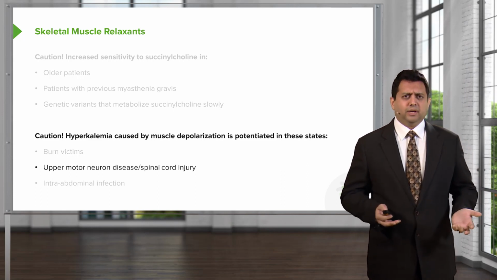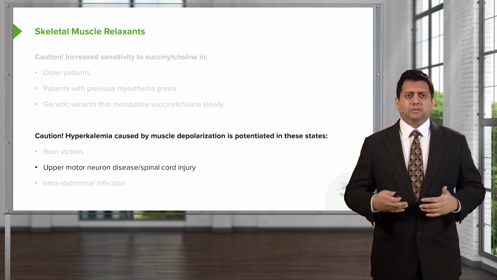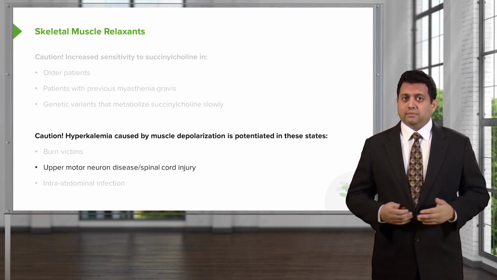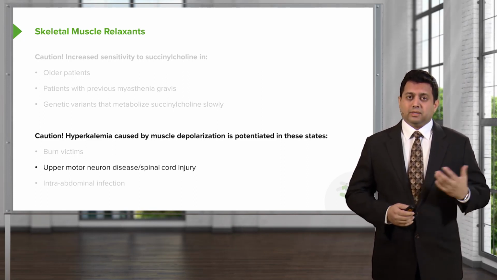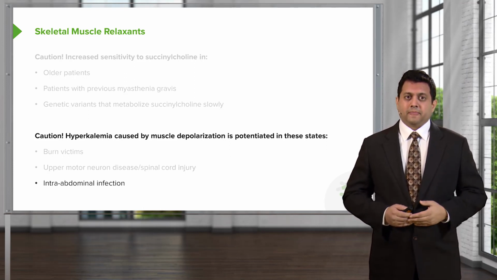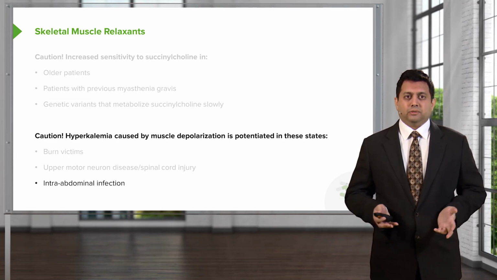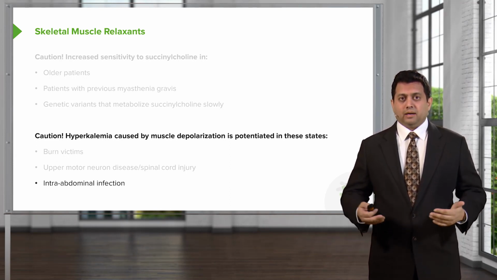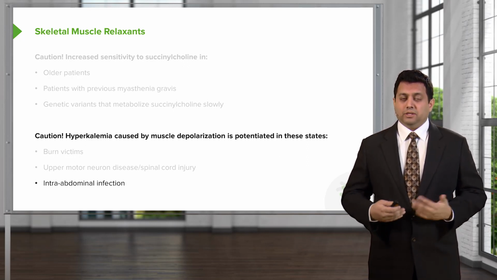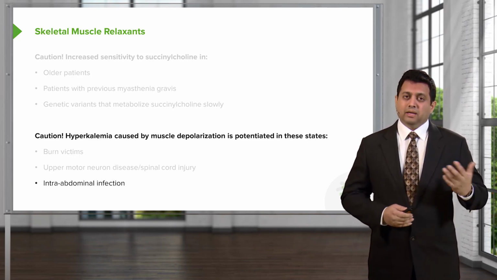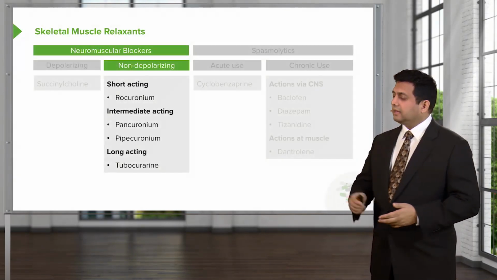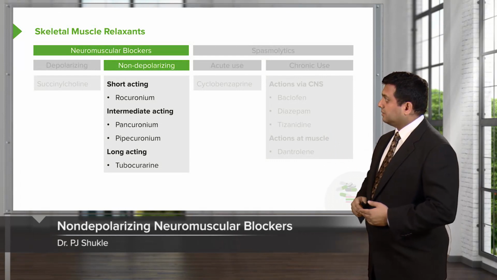In upper motor neuron disease, remember that these are muscles that are not normally contracting. Or spinal cord injury, it's the same thing. So when you contract those muscles or you depolarize those muscles, you will release a lot of potassium. And finally, patients who have intra-abdominal infection also are hyperkalemic in response to succinylcholine. We believe that this may be due to damage to cells as well, but we're not entirely sure of the mechanism in this case.